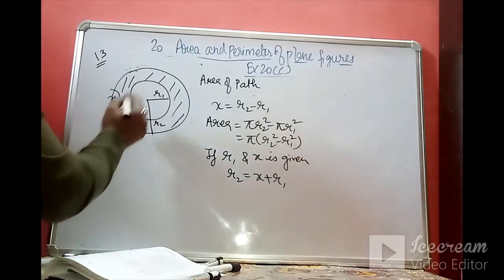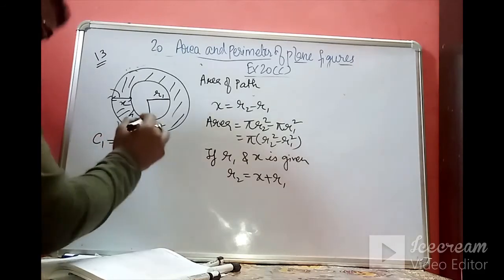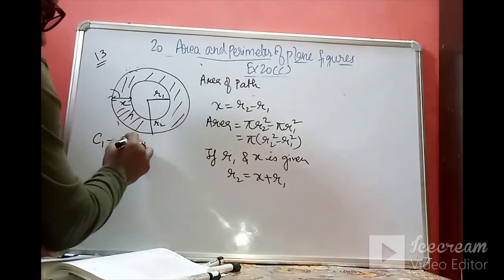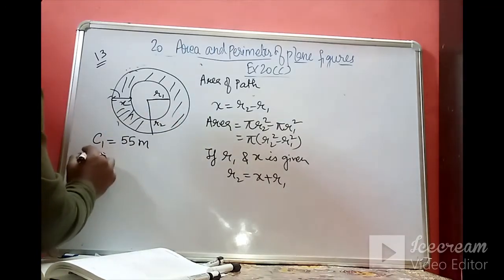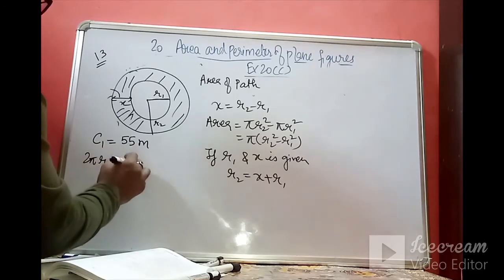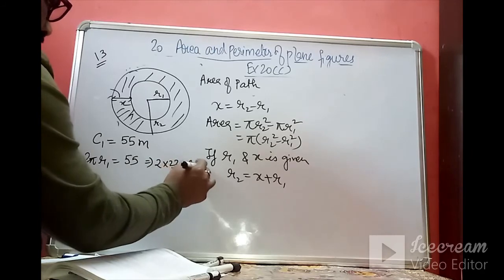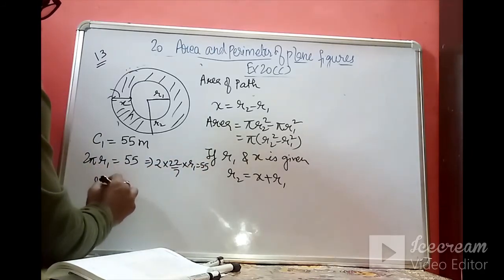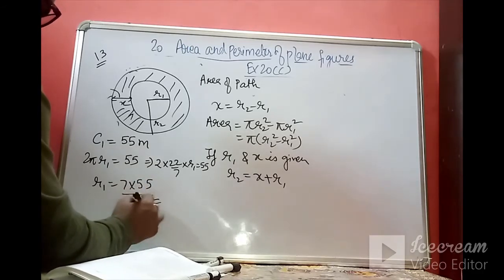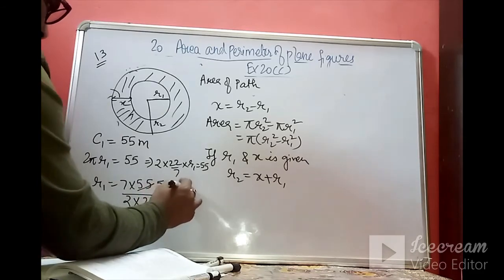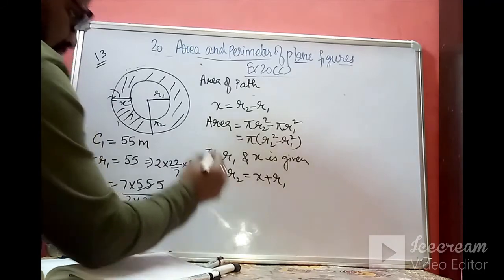Now what is given? Circumference of inner park is given, that is C1 is given as 55 meter. So from there we will calculate what? We will calculate R1. So 2 pi R1 equal to 55, that is 2 into 22 by 7 into R1 equal to 55. So our R1 is 55 upon 2 into, so that is 35 upon 4. Okay, so this is our R1.